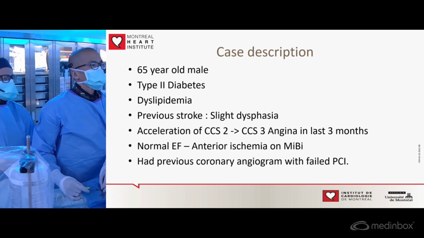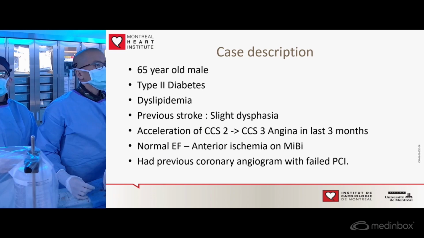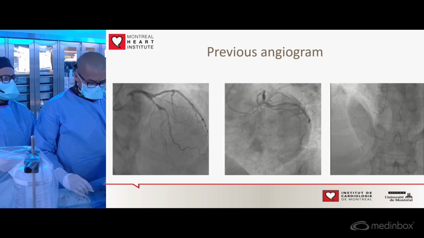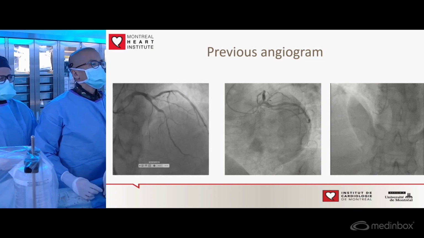He had a coronary angiogram done 2 months ago, where they tried to dilate the proximal left anterior descending artery and the first diagonal. However, they were not successful, and the patient was sent to us for assessment for surgery or revascularization versus PCI. So you can see the previous angiogram.